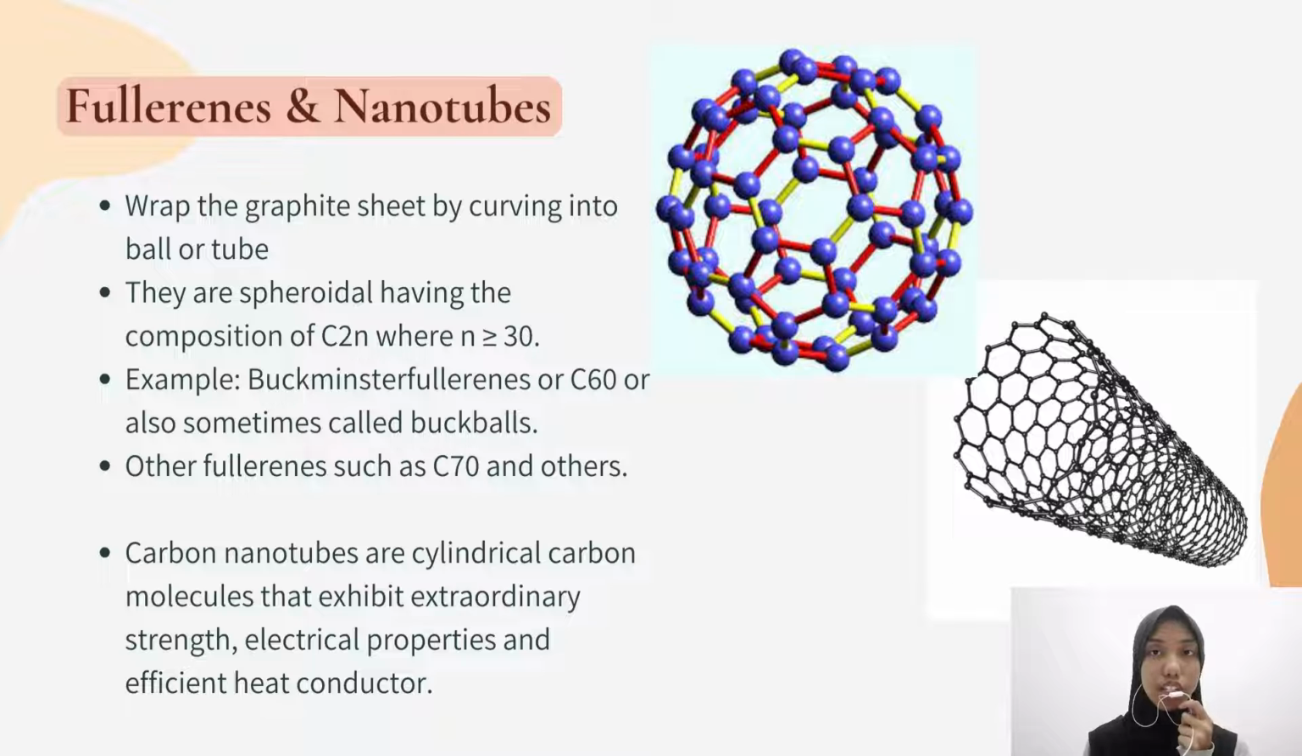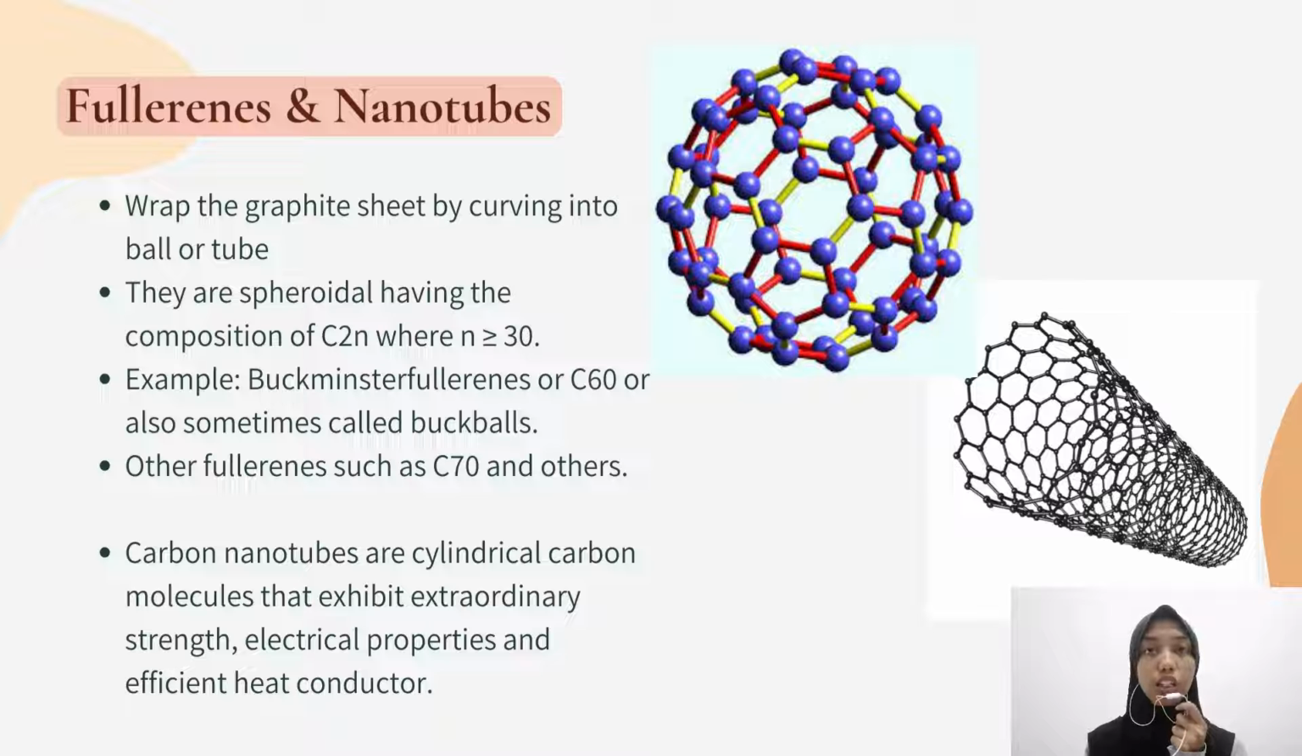The last one is fullerenes and nanotubes. Fullerenes are prepared by wrapping the graphite sheet by curving it into a ball or tube. They are spheroidal, having the composition of C2N, where N is equal to or bigger than 30. One of the examples of fullerene is Buckminster fullerene, or C60, or we can also call it buckyballs. Other examples of fullerenes are C70 and many others.